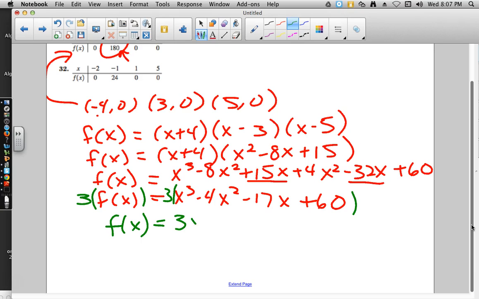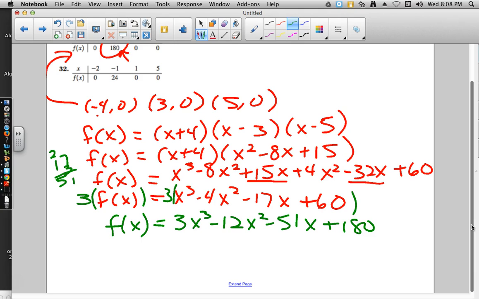So 3 times x cubed would be 3x cubed. 3 times negative 4x squared would be minus 12x squared. And then we have 3 times 17, so we go ahead and do the math on that one and get 51. And then we'd have our 3 times 60, which would be 180. So now this polynomial meets all the requirements that they had for problem 31.